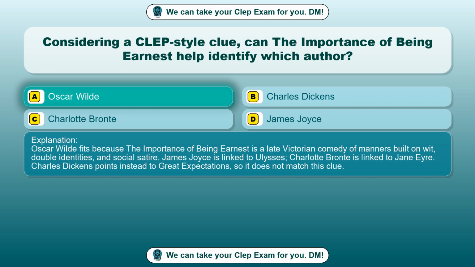Oscar Wilde fits because The Importance of Being Earnest is a late Victorian comedy of manners built on wit, double identities, and social satire. James Joyce is linked to Ulysses. Charlotte Brontë is linked to Jane Eyre. Charles Dickens points instead to Great Expectations, so it does not match this clue.